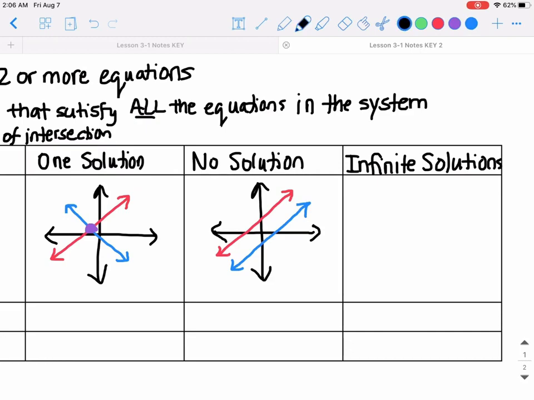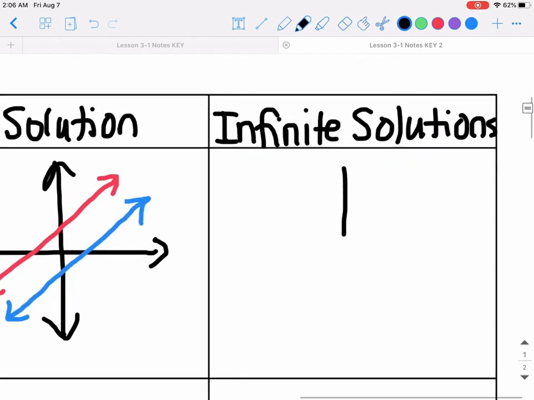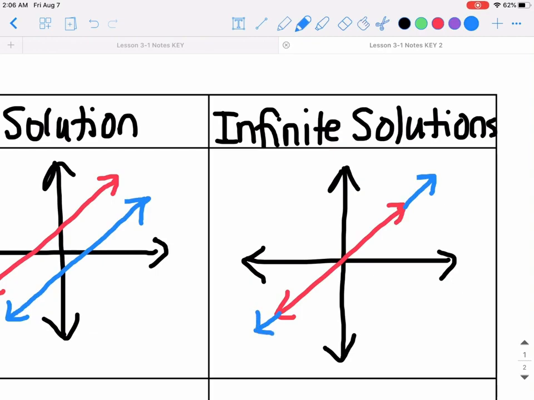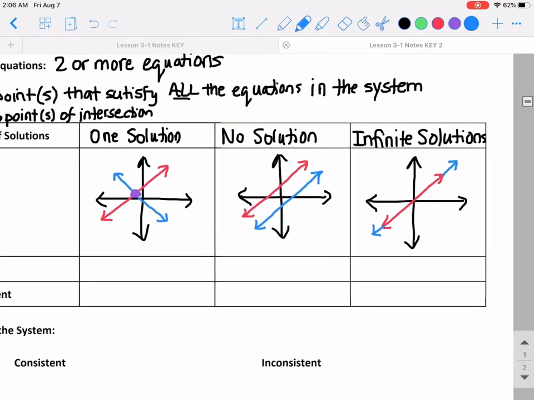Infinite solutions, the graph would look like this. If this is my first line, the second line would be on top. It would be the same exact line. If the two lines are the same exact line, there's infinite solutions.